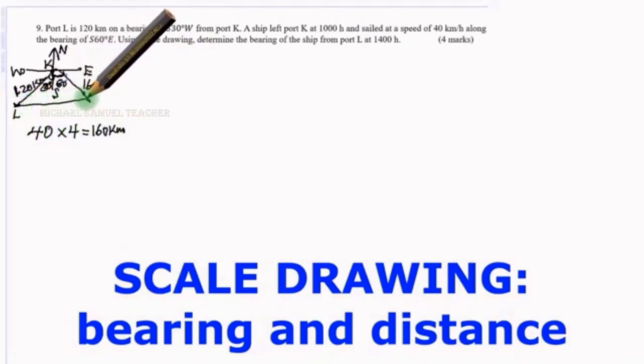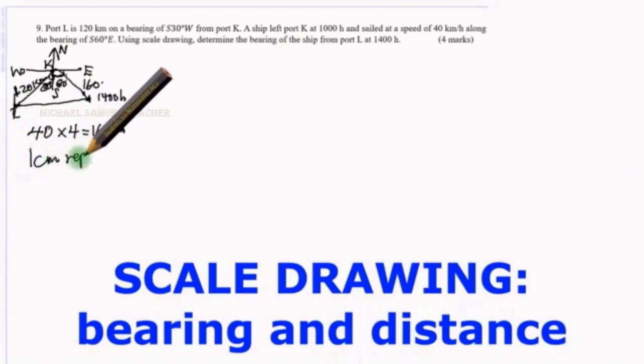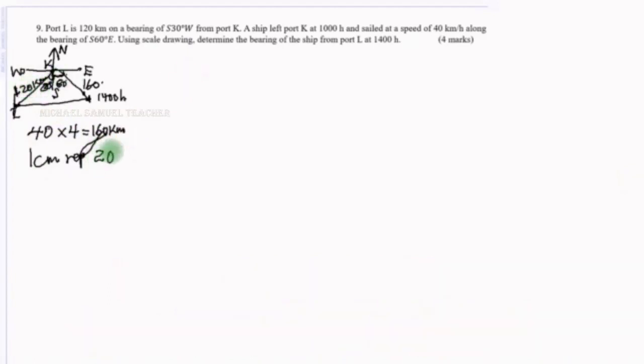So from that point at 14:00 hours, we needed to find by scale drawing the bearing of the ship from Port L. So we are going to use scale drawing, and for my case I'll use 1 centimeter to represent 20 kilometers. So I have 160, and also the other one is 120, so that from here I use 8 centimeters and the other one 6 centimeters. Fine, we can move on now.